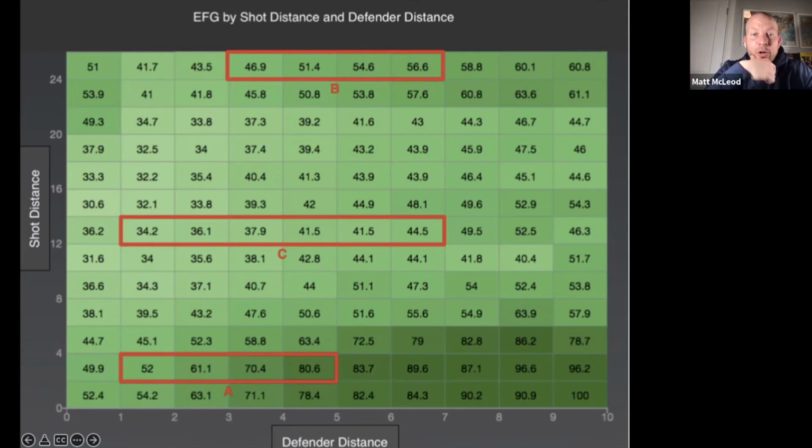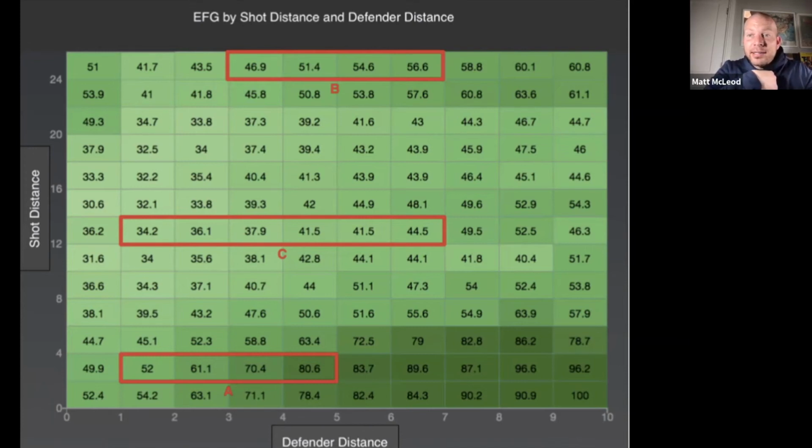The closer we were to the rim here, right, the further. That's why any shot at the rim is not always a great shot. You can see when we're 4 feet away from the rim, but the defender's within 1 foot, we're only shooting 49%. But if we're within 4 feet of the rim and that defender's 4 or 5 feet away, all of a sudden our percentage goes to 80.6% in the NBA.